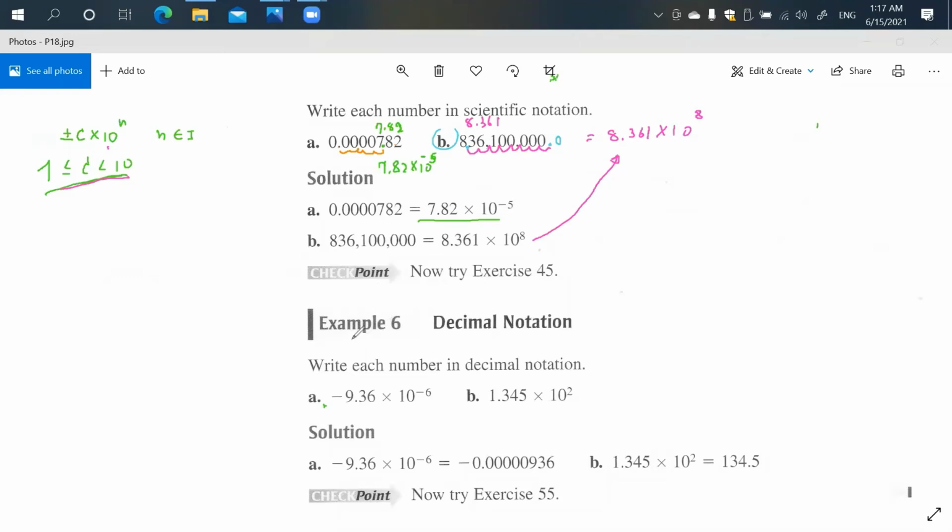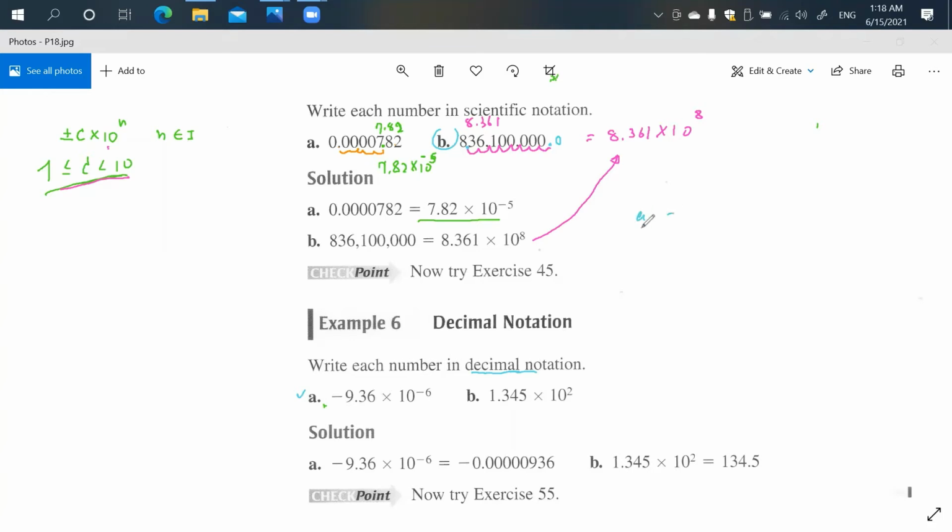Okay, now come to next example. Just convert opposite. The next example is just opposite of what we're doing here. Before, we converted decimal notation to scientific notation. Now we are given scientific notation. Question A here, these patterns are scientific notation, right? Now we have to convert to decimal notation. So how to do question A here, right?